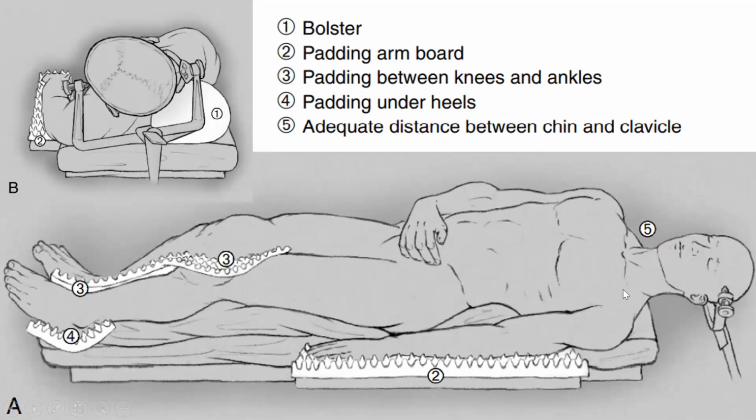Head and neck should be in a neutral position. There should be a gap of three or four fingers between the chin and the sternal notch, and padding under the heel. This is the supine position, again with the head in the Mayfield skull clamp.